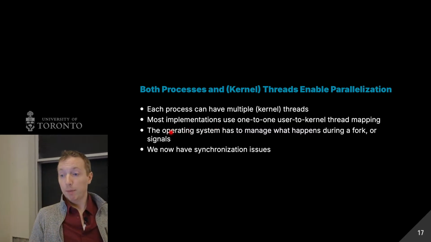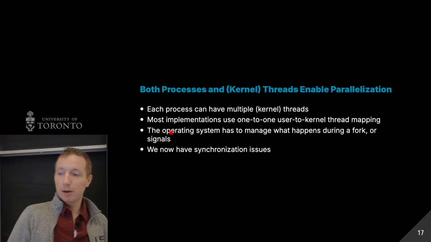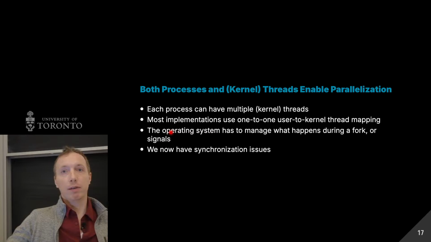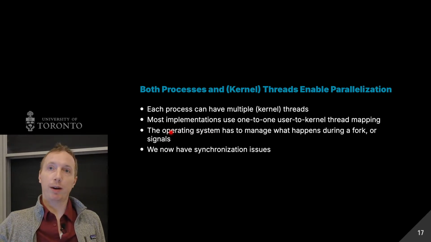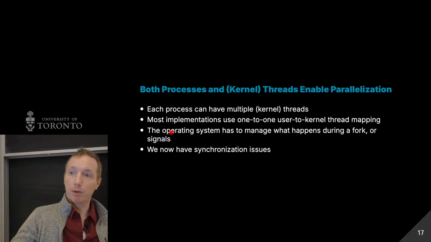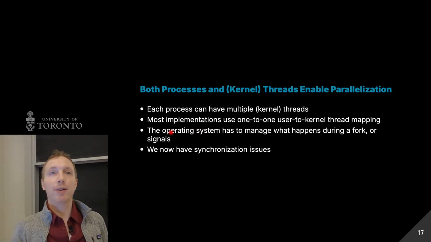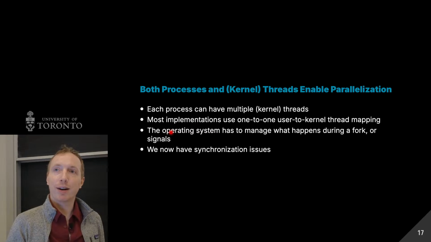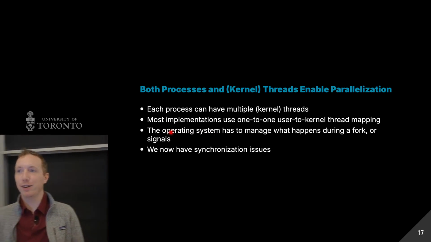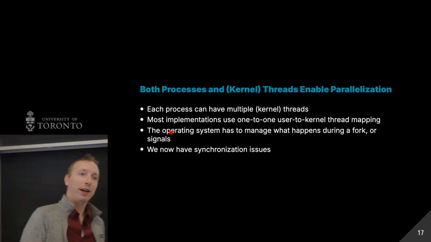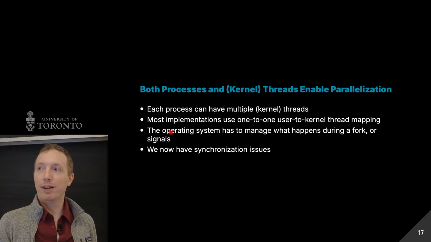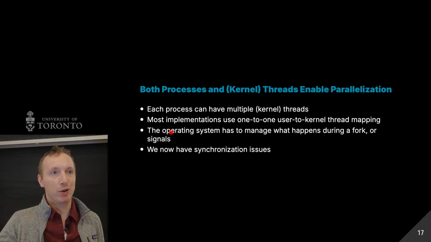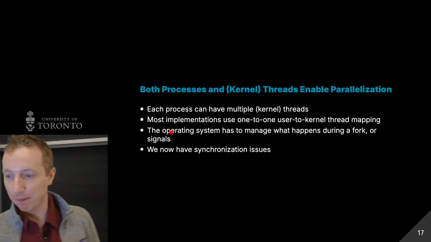For real programs, the operating system has to manage what happens during a fork or signals. If you fork, a new process gets created with only one thread that's a copy of whoever called fork. For signals, it's not a complicated rule, but it's complicated to handle. If you have 8 threads running in your process and your process gets sent a signal, a random thread handles that signal. You don't get to pick which one, it's random.